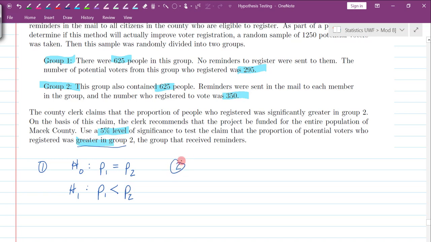Step 2, what distribution? We are doing proportions, so therefore it will be a z distribution. Step 3 is our critical value. We're going to look for z star. It is a one-tailed test to the left, and so we know it will be a negative value. Alpha is equal to 0.05. So 0.05 in the left-hand tail will give us a critical value.